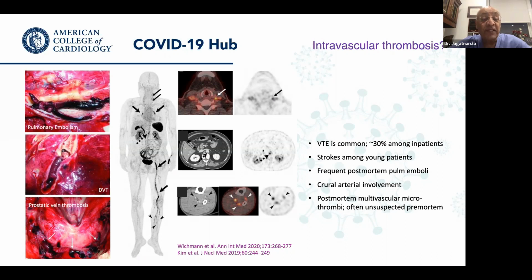And also, now there is evidence that we would be able to identify the thrombosis in a living patient with the use of one of the platelet-targeted molecular imaging agents, which is the fluorine-18 based GP1.